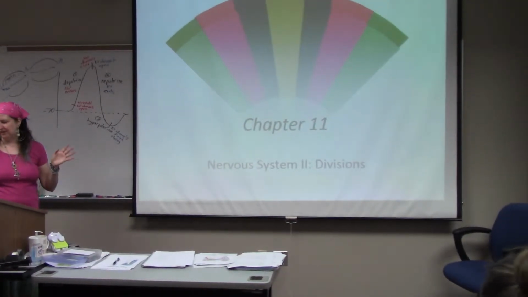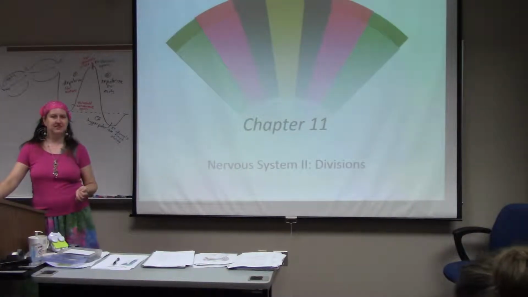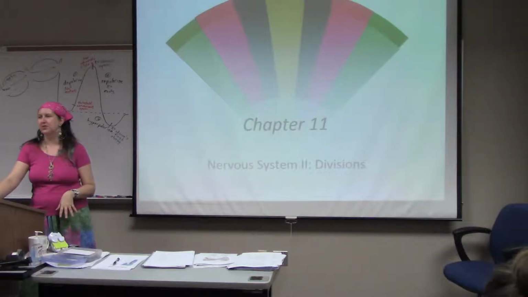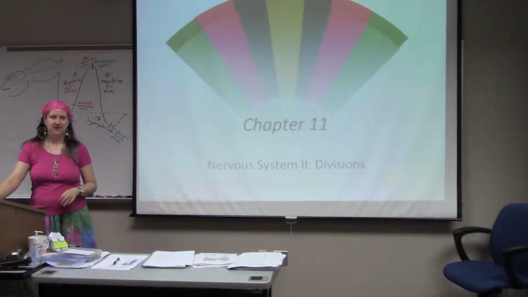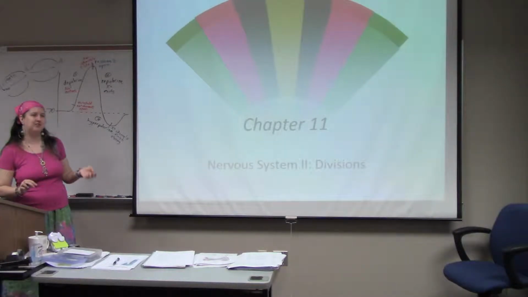Chapter 11 is one of our longest chapters. This is divisions of the nervous system. Most of it is on the brain. We're also going to look at the spinal cord and the autonomic nervous system. And then our final chapter, 12, is for the senses.